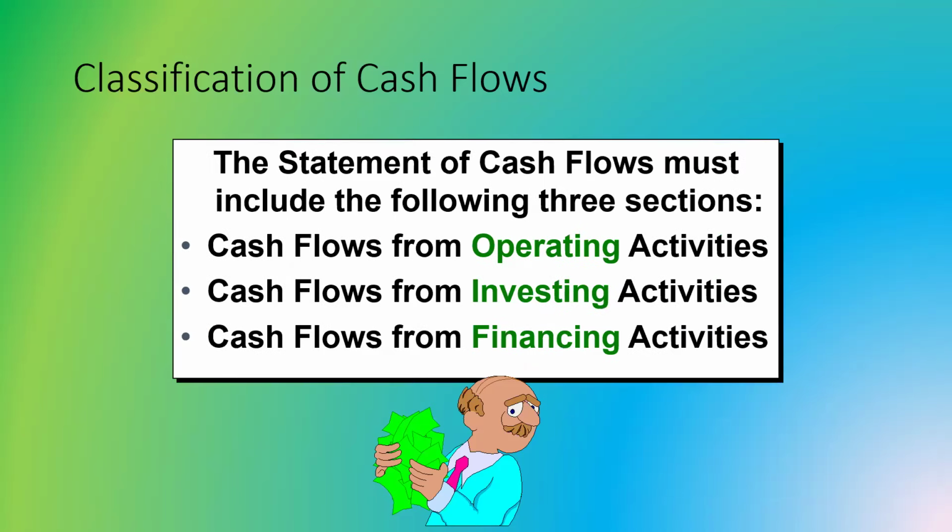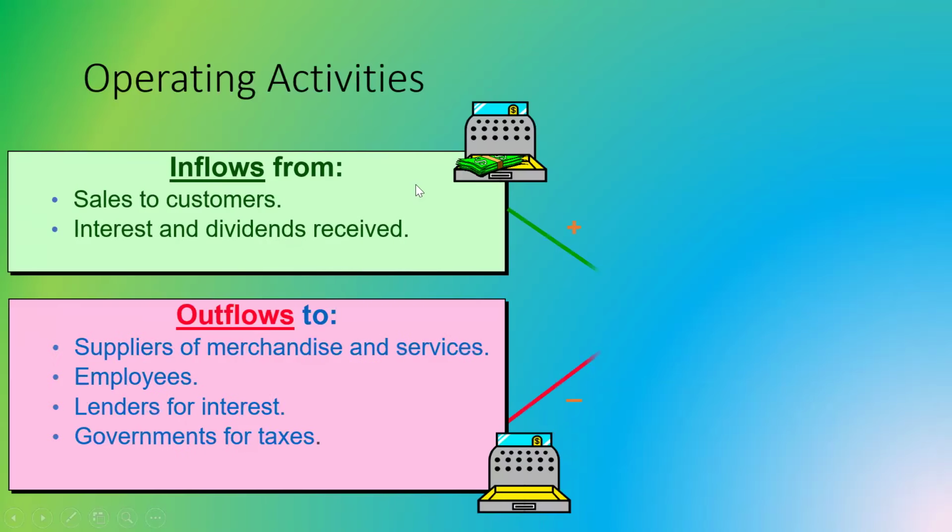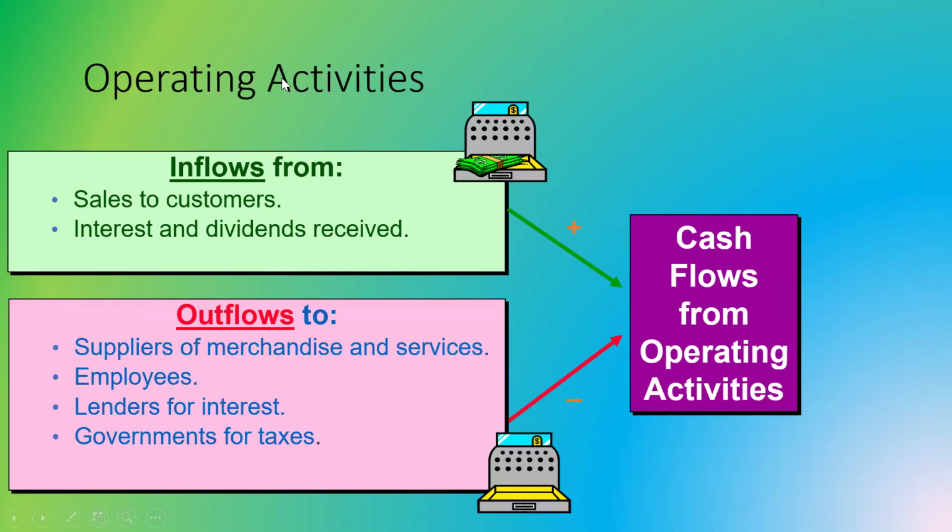As we discussed, the statement of cash flows must include the following three sections: operating activities, investing activities, and financing activities. Now we are going to discuss them one by one. First of all, we have cash flows from operating activities. These are the core activities that make up a company's daily business. These are related to the core business activities like selling products or providing services.